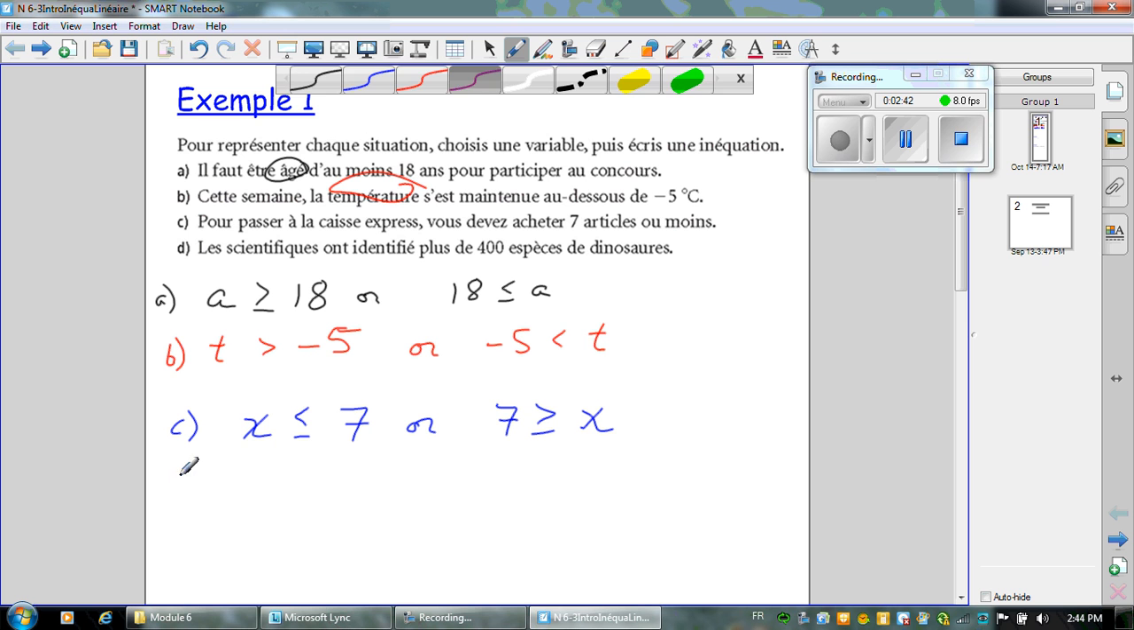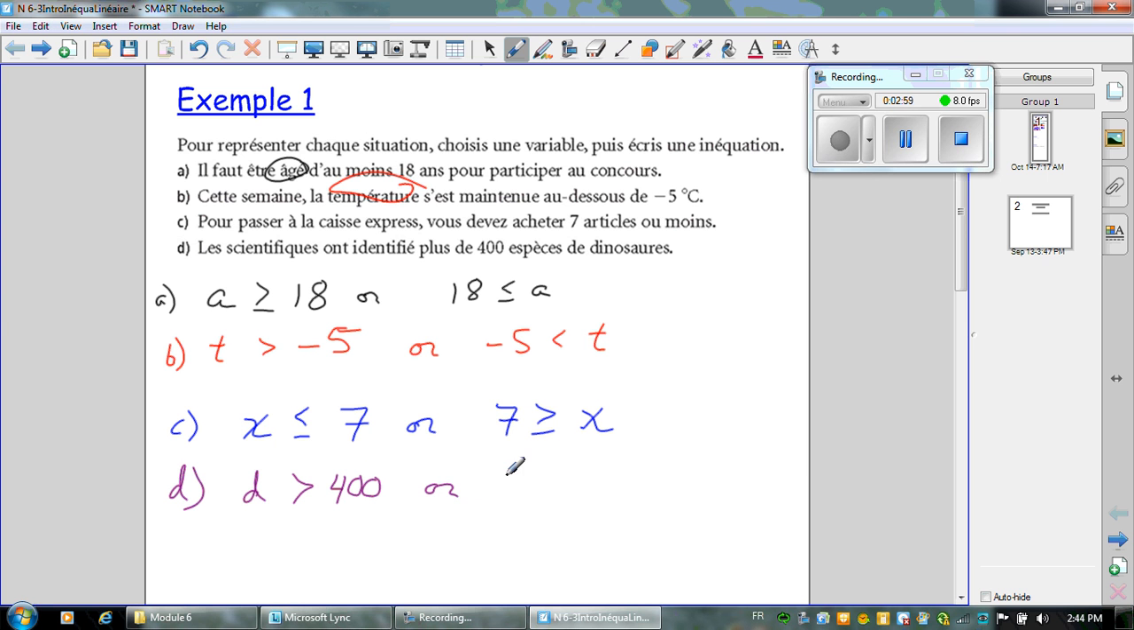Let's look at the final example. We're talking about scientists have identified more than 400 species of dinosaur. So we're going to use D. They have identified more than 400, so greater than 400, or you could write this: 400 is less than the number of dinosaurs discovered.